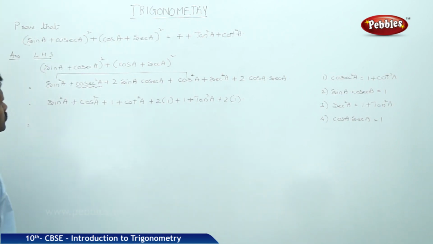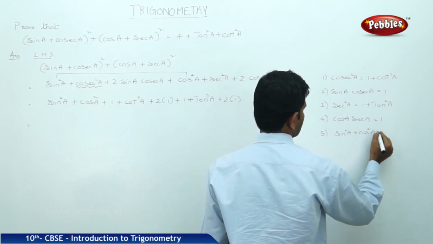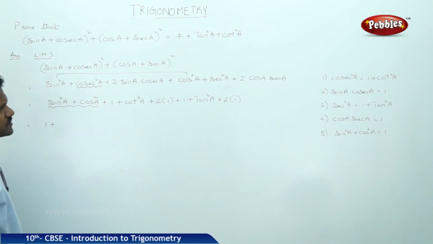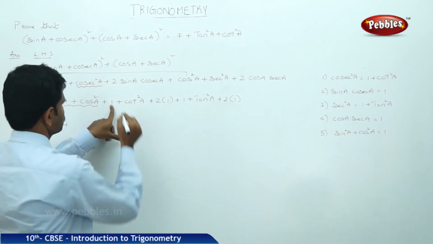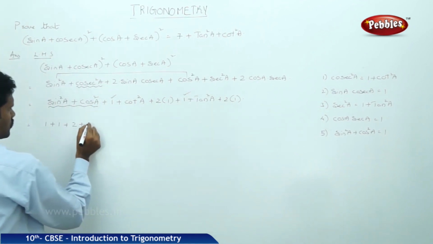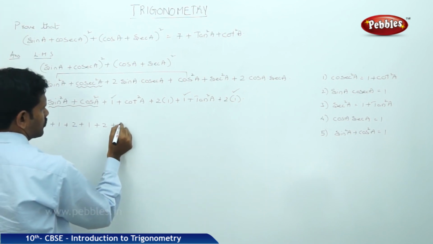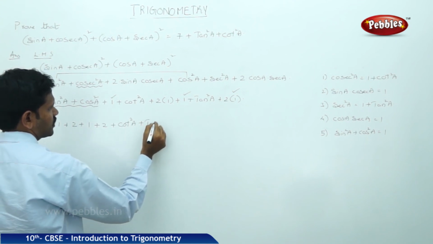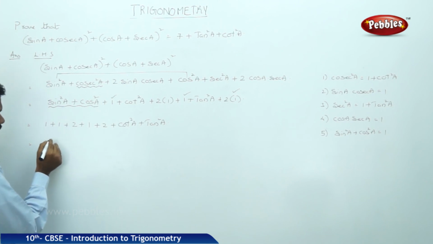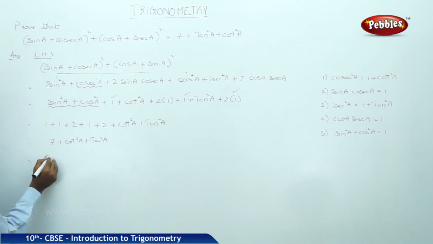Now that is equal to identity number 5, sin square A plus cos square A is equal to 1, 1 plus 2 times 1, 2, plus 1 plus 2 times 1, 2, plus the rest parts are cot square A plus tan square A. That is equal to 1 plus 1, 2, 2 plus 2, 4, 4 plus 1, 5, 5 plus 2, 7, 7 plus cot square A plus tan square A, which is our RHS.